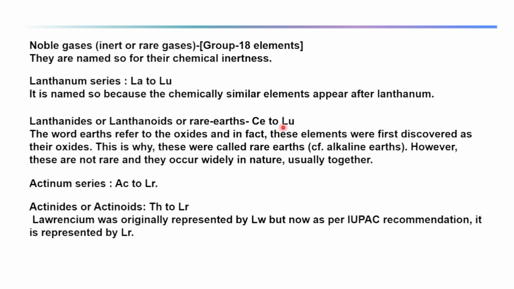Next, lanthanides or lanthanoids or rare earths. So cerium to lutetium. The word earths refers to the oxides, and in fact these elements were first discovered as their oxides. So this is why these were called rare earths. However, these are not rare and they occur widely in nature, usually together. Similarly, we have seen alkaline earth metals. Those were also available in oxide forms. Similarly, these are also discovered in their oxide forms, and these are called rare earth metals.